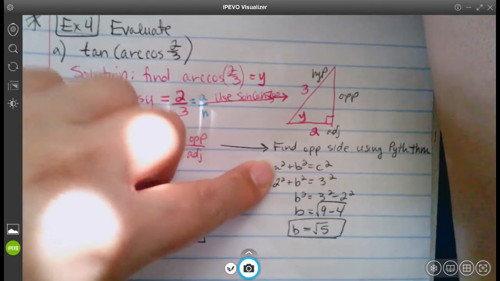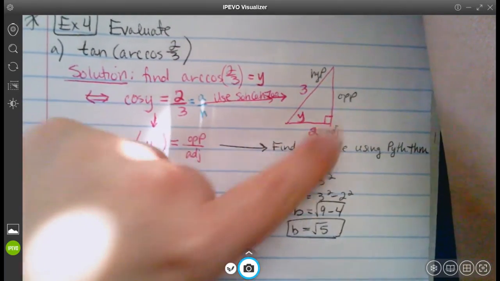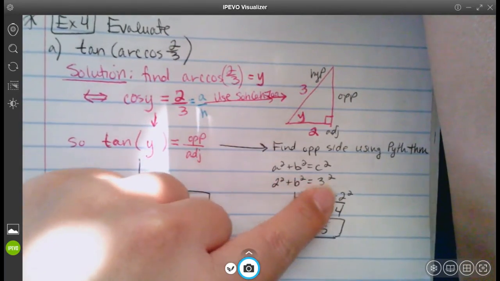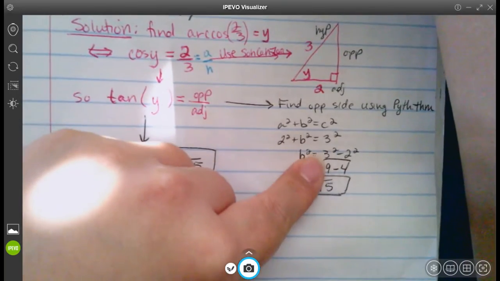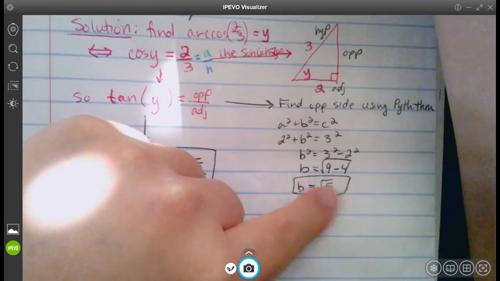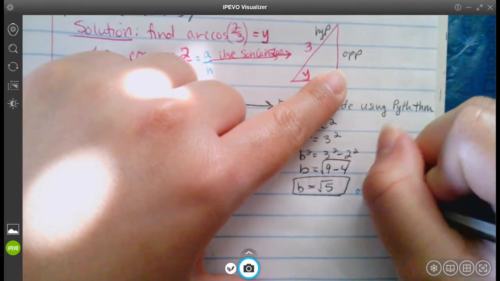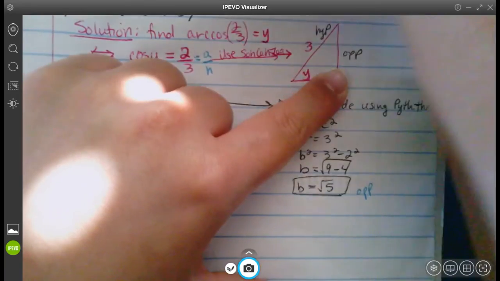So a squared plus b squared equals c squared. Plug in what you know, 2 squared plus this side squared equals 3 squared. Work it all out. I think you guys can follow this part. And we end up with b is equal to square root of 5. So my opposite side is square root of 5.